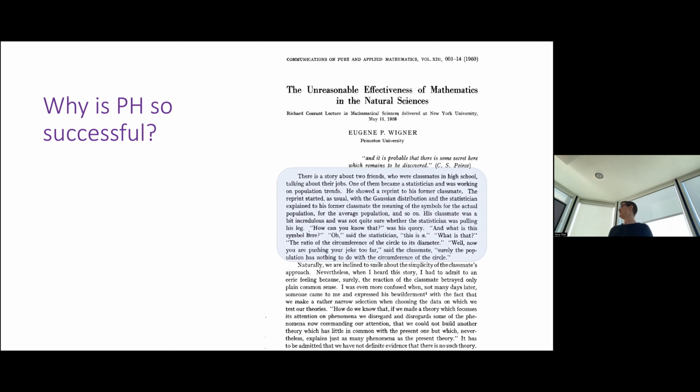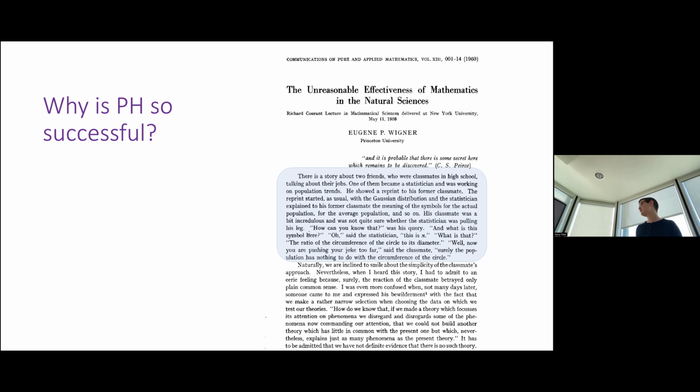So he says, there is a story about two friends who were classmates in high school talking about their jobs. One of them became a statistician and was working on popular trends. He showed a reprint to his former classmate. The reprint started as usual with the Gaussian distribution, and the statistician explained to his former classmate the meaning of the symbols for the actual population, for the average population, and so on. His classmate was a bit incredulous and was not quite sure whether the statistician was pulling his leg.